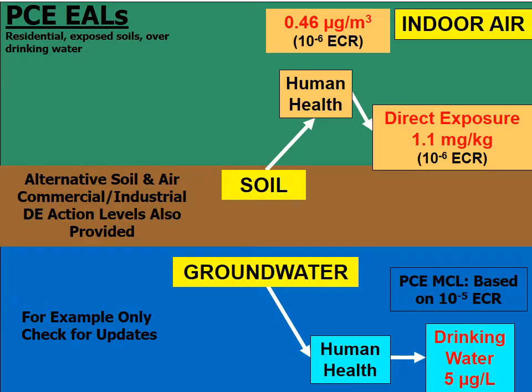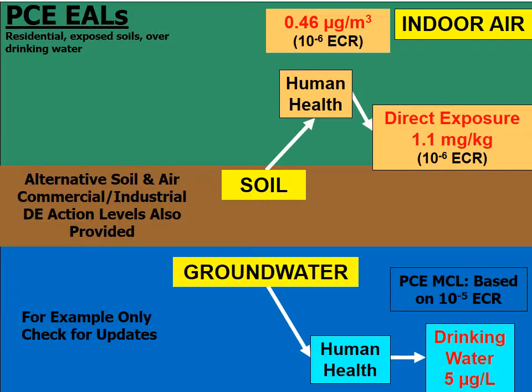So here's the example for PCE direct exposure action levels. We go through the same process: what's my maximum daily exposure? How many cubic meters of air do we inhale a day? 1 to 2, depending on child or adult. This is worked into the model, so the action level comes out to 0.46 micrograms per cubic meter. There are different toxicity factors for inhalation, I should point out, versus, say, ingestion into your stomach.